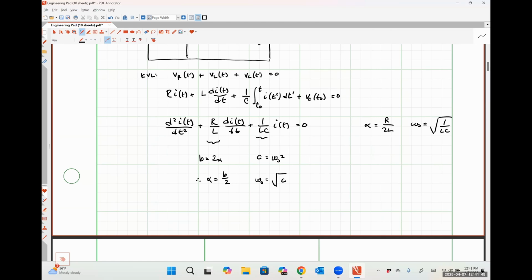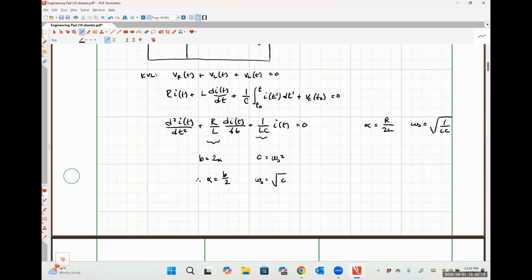So it doesn't matter whether we have a series RLC circuit or a parallel RLC circuit. If I can write a second order differential equation for that system, and I can solve for the coefficients of that second order differential equation, that will allow me to calculate what my Neper frequency is and what my resonant frequency is. And then from there, I can treat it just like anything else.